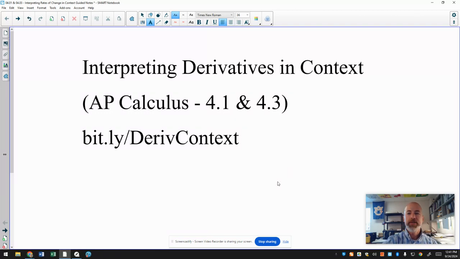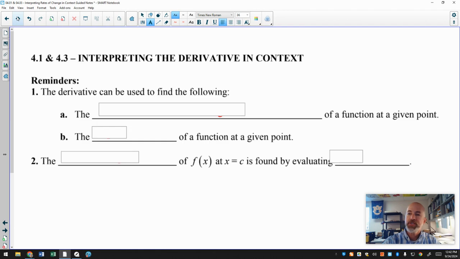We're going to move into interpreting derivatives in context, and these are topics 4.1 and 4.3 in the AP Calculus curriculum, at least as of 2024. So you should have very recently learned all of your differentiation techniques, and Unit 4 in AP Calculus is where you start using your derivatives to answer bigger questions.